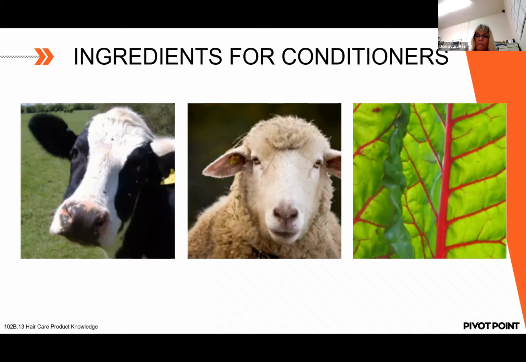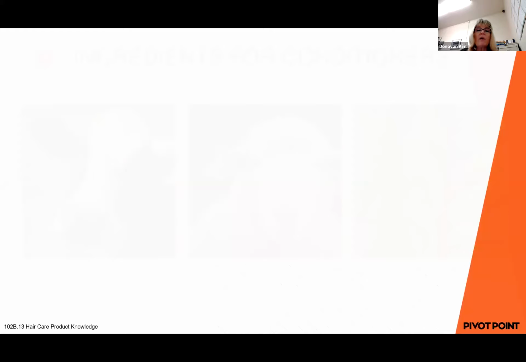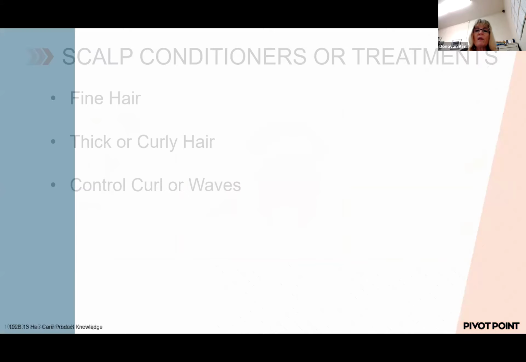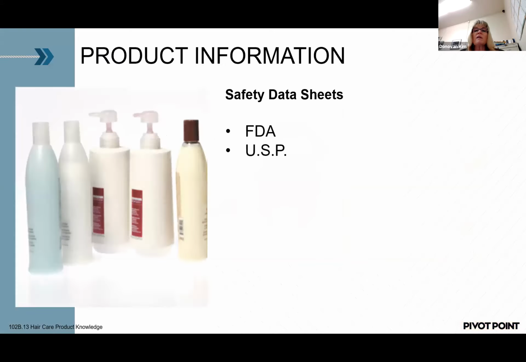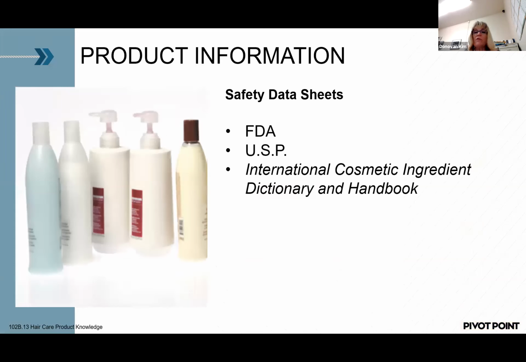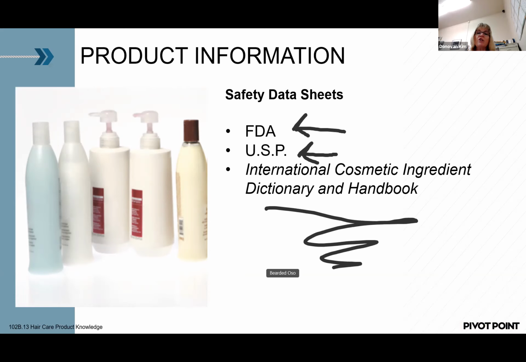So this is part of the analyzation, right? So these agencies right here, the FDA, Food and Drug Administration, the USP, which is, let me make sure I get this right, United States Pharmacopoeia, and the International Cosmetic Ingredient Dictionary and Handbook, or Google. No, but you want to have safety data sheets.